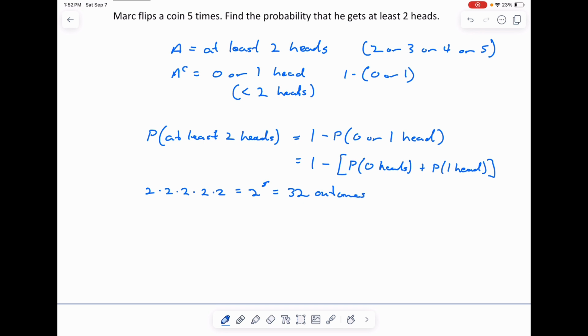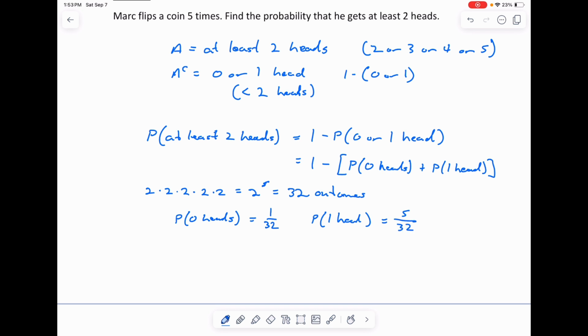So now when I think about the probability of 0 heads, well, there's only one way to get no heads out of 5, right? You're going to get no heads. So the probability of no heads is 1 out of 32. The probability of 1 head is getting a head on the first or the second or the third or the fourth or the 5th flip. So there's 5 different ways that you can get 1 head out of 5 flips.